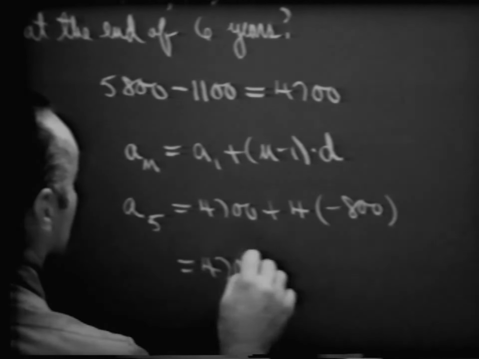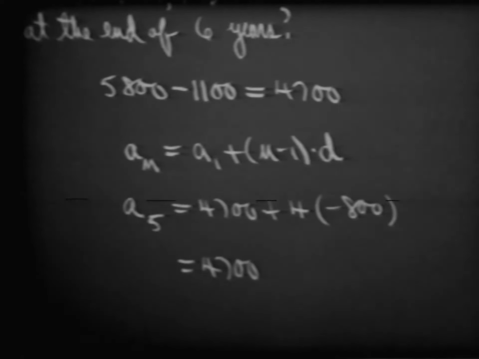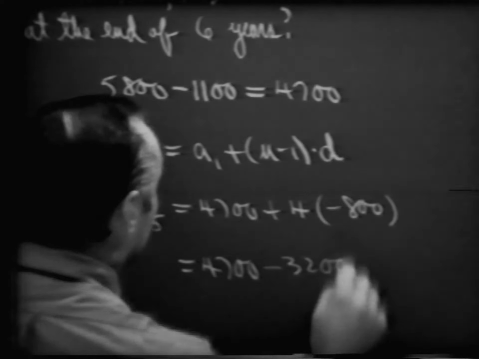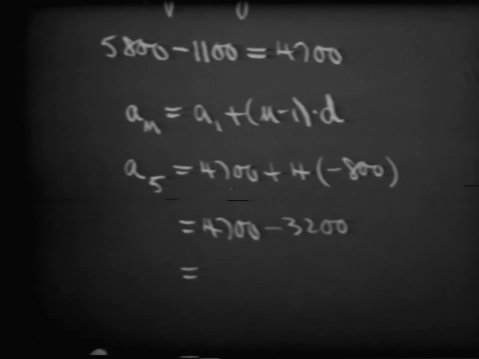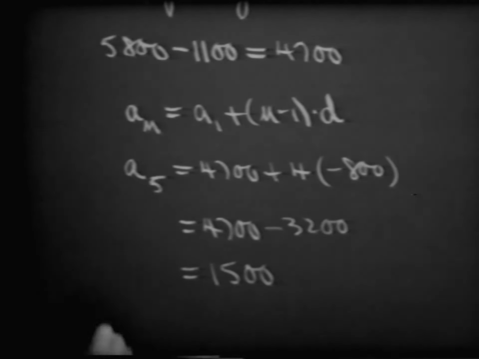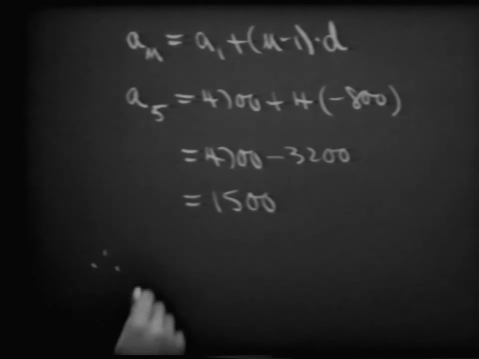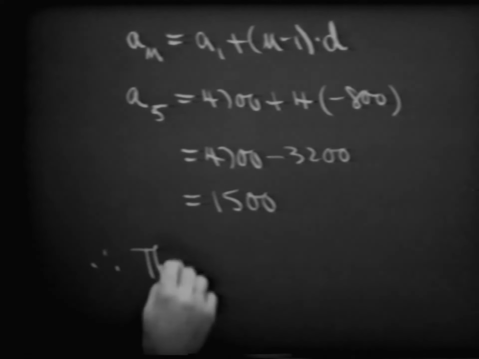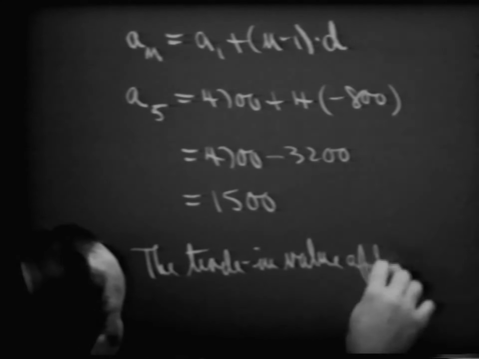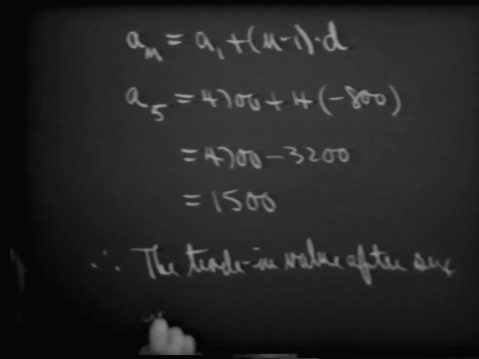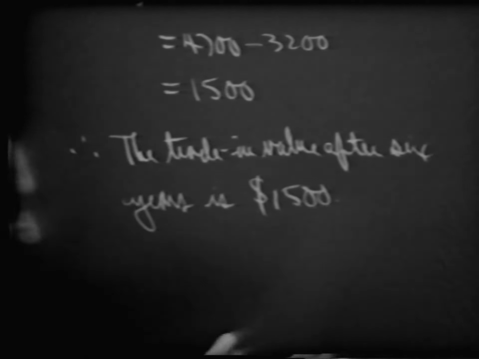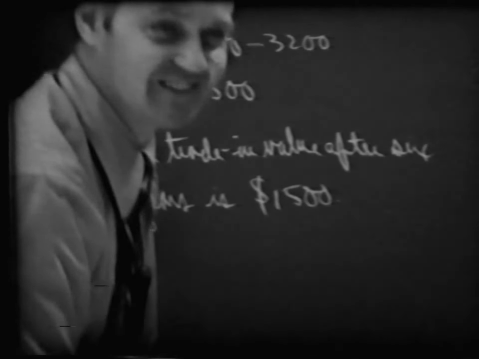We have 4,700, and here we have 4 times negative 800, which is negative 3,200, so minus 3,200, and then we end up with a number which is what? 1,500. All right. So therefore, I think our conclusion is what? That the trade-in value after 6 years is $1,500. I'm not sure that one can get $1,500 for a 6-year-old car, however.